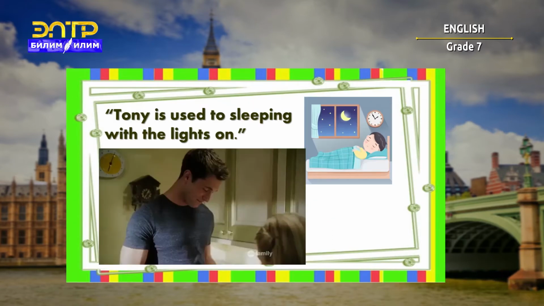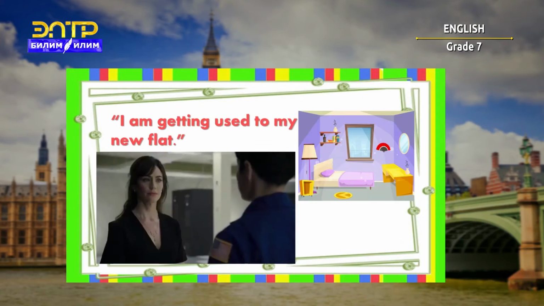The construction be used to describes a habit that has already been formed and get used to describes the process of acquiring a habit. After the constructions be used to and get used to, a verb with the ending ing, a noun or a pronoun is used. For example, Tony is used to sleeping with the lights on. Or if you want to talk about the process of forming a habit, use the get used to construction. For example, I am getting used to my new flat.